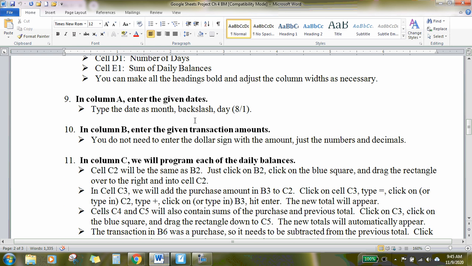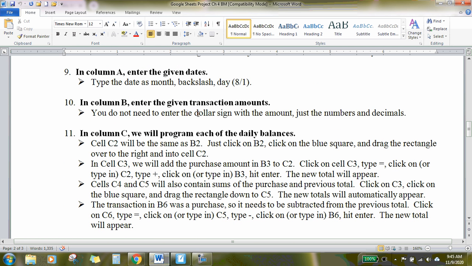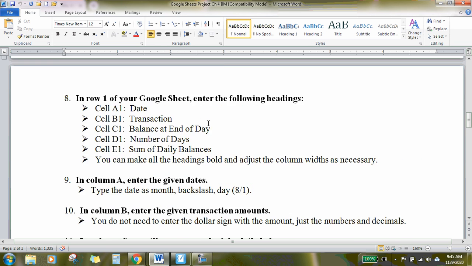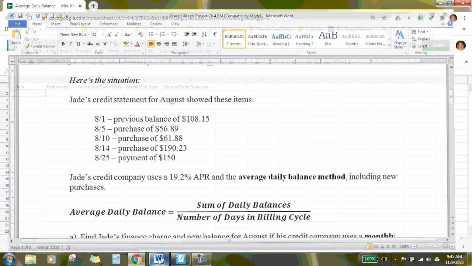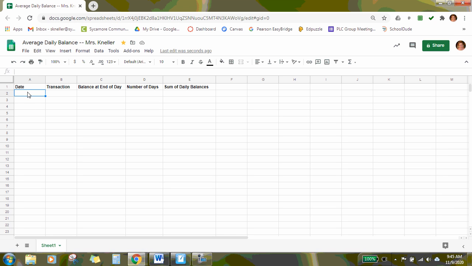There's step 8. Okay, next for number 9, we're going to enter in all the dates. Okay, the dates were listed up here: 8/1, 8/5, 8/10, 8/14, and 8/25. And we're going to type them in just like they're written here, where we have the month, and then the backslash, and then the day. So let's type in 8/1. The backslash on the keyboard, that's the question mark. It's right by the shift.